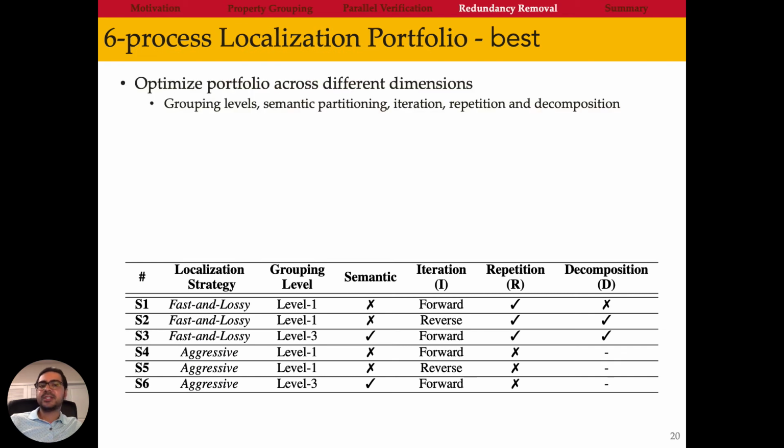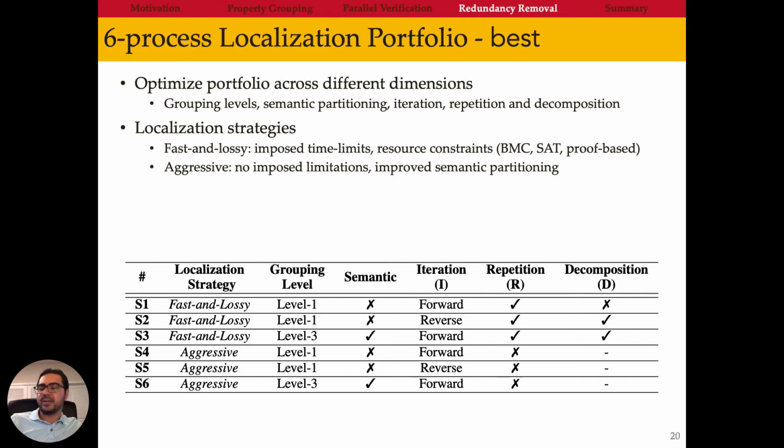Our 6-process portfolio optimizes localization abstraction across different dimensions with varying property grouping levels, whether semantic partitioning is enabled or not, and different combinations of the heuristics that we propose. We utilize two types of localization strategies in our portfolio.